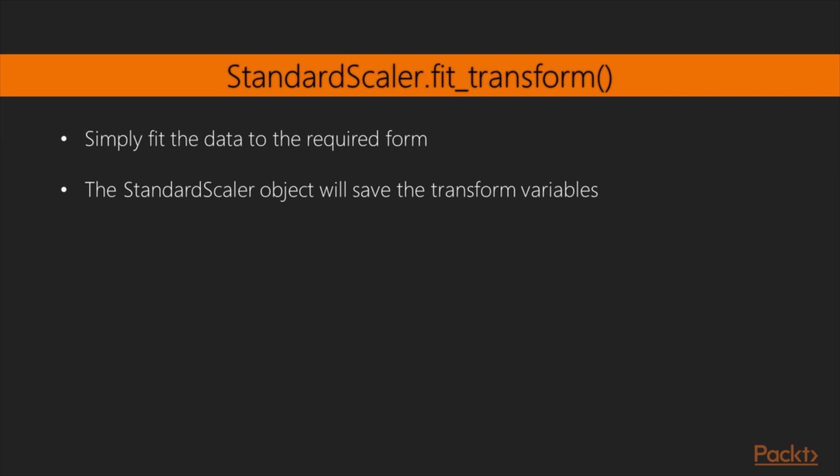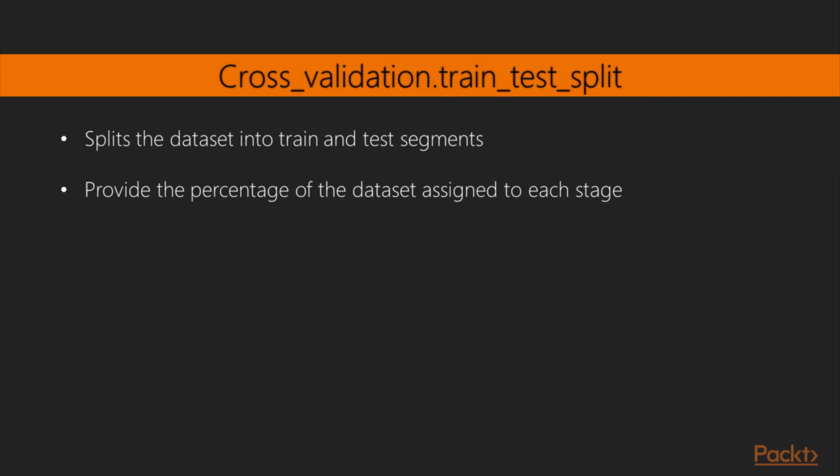StandardScaler.fit_transform simply fits the data to the required form. The StandardScaler object will save the transform variables, so you'll be able to get the denormalized data back. Cross_validation.train_test_split. This method splits the dataset into train and test segments. We only need to provide the percentage of the dataset assigned to each stage. Nice! We've successfully learned about preliminary concepts.